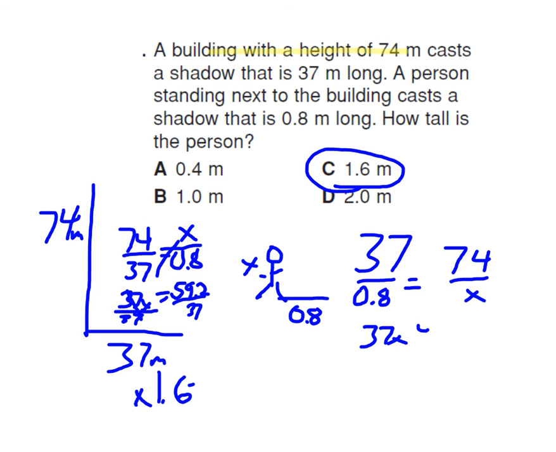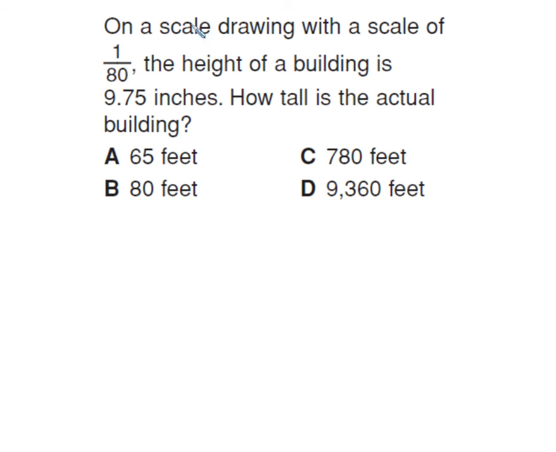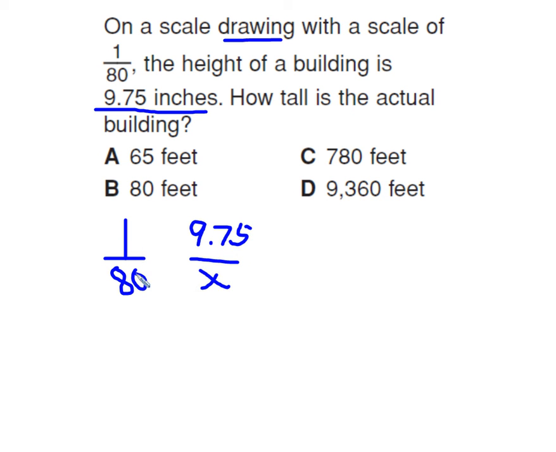Let's do another one. Scale drawing, you're going to get a couple scale questions. They gave you that right there. 1 inch to 80 feet, I'm assuming. Well, they say feet here. On a scale drawing, the building is 9 7/75 inches. So this is inches to feet. Let's go inches, 9 7/75 to feet. So 1 inch is to 80 feet. So 9 7/75 is to how many feet?